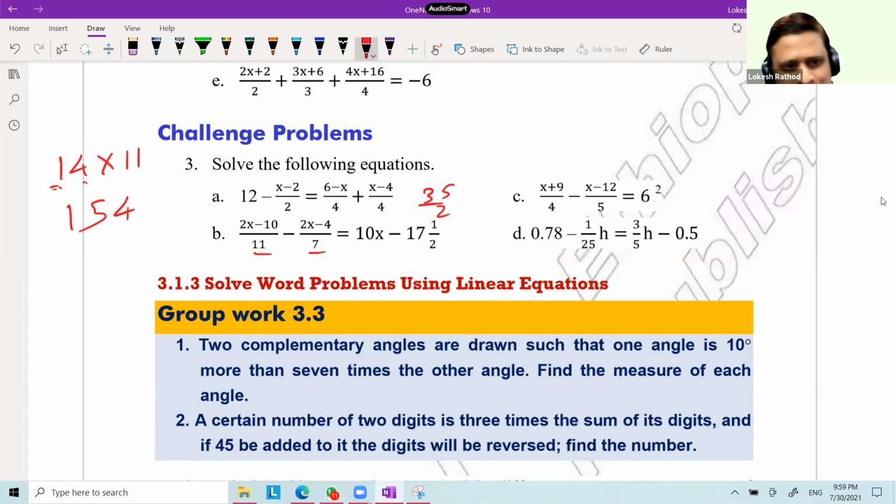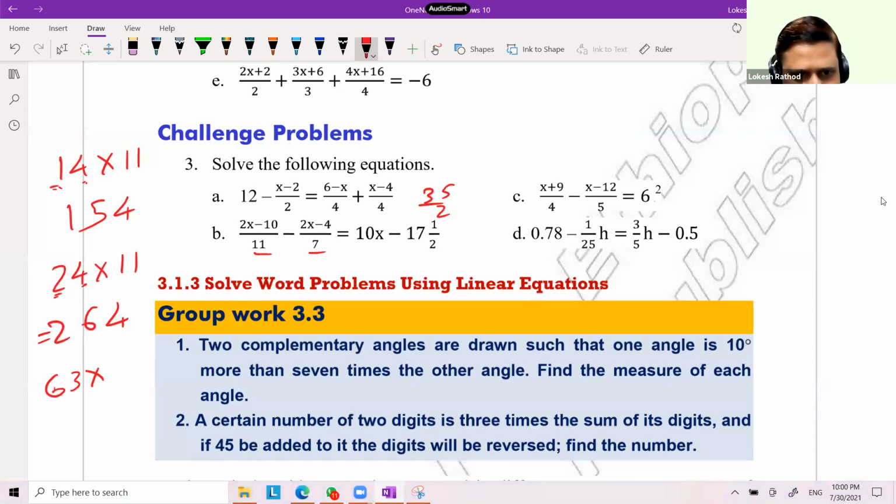You know this? How to multiply with 11? Yeah. I want to multiply 24 with 11. I write 2, 4. What is 2 plus 4? 6. That is 2, 6, 4, 264. Correct? Same with 63 times 11. I simply write 6 and 3. 6 plus 3, 9. So 693. Okay. This is how we do it. Right. Okay. So the LCM is 154. So simply multiply with 154 each time, and then you can do it, right?